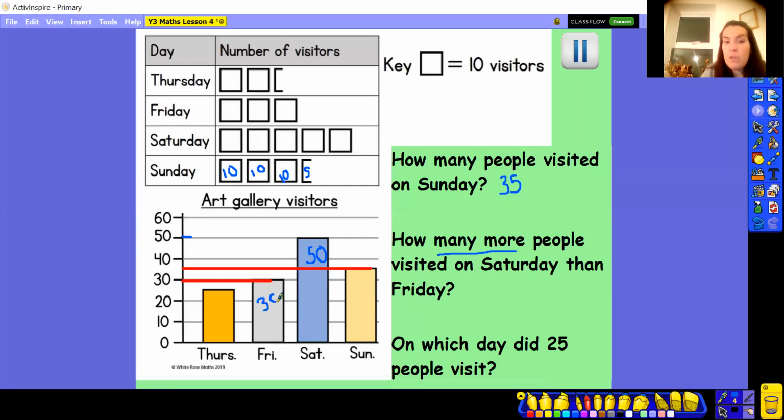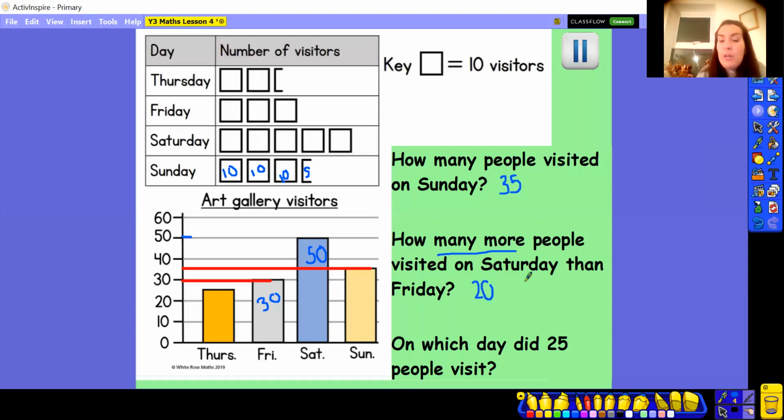So if I'm finding how many more, again, I'm finding that difference, the gap between 30 and 50. Well, if I know that the gap between 3 and 5 is 2, I know the gap between 30 and 50 is going to be 20.